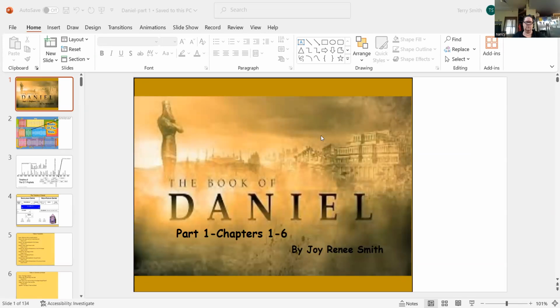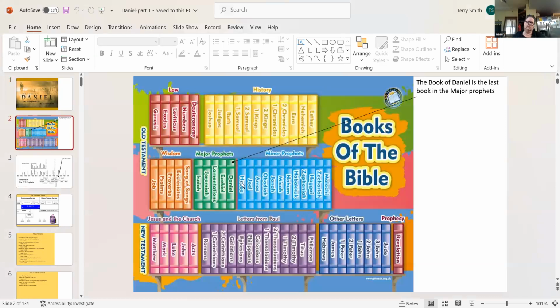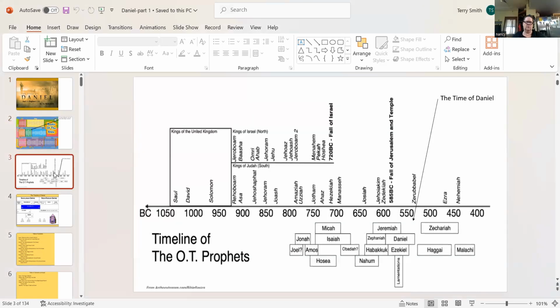And we're going to look first at the books of the Bible. And this shows you where that is in the books of the Bible. As I said, it's the last major prophet book, although the major and minor prophets are not put in chronological order. And next, I wanted to show you the timeline.